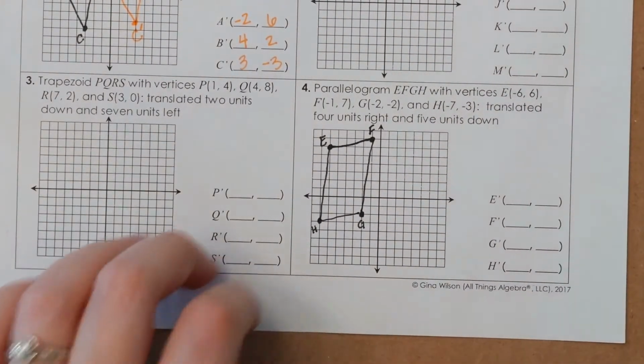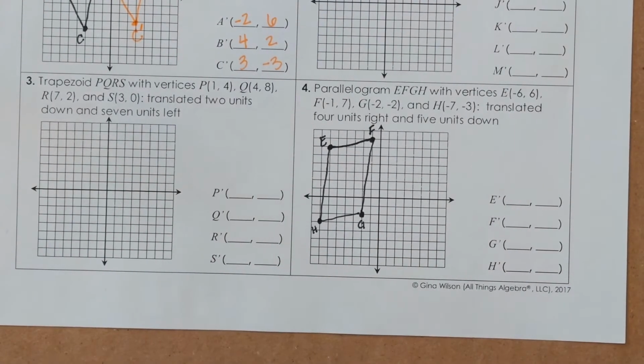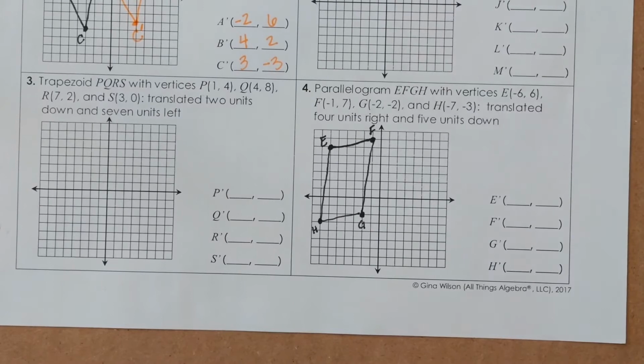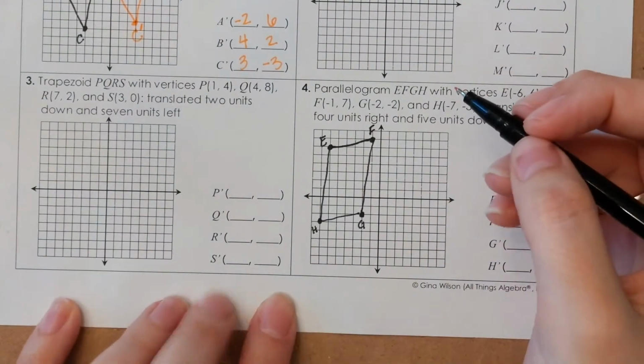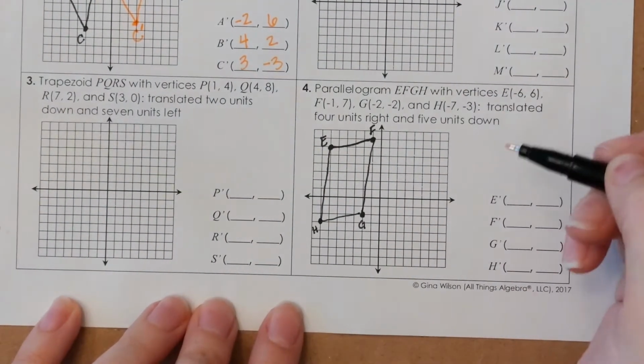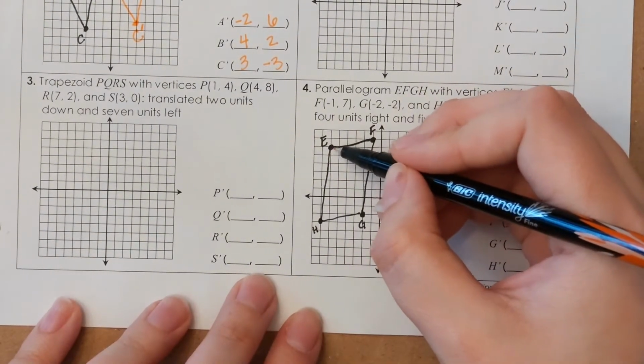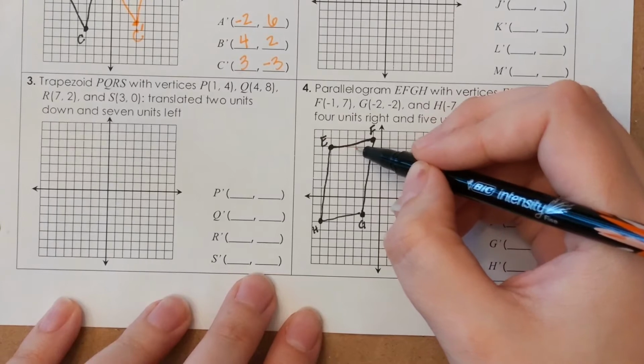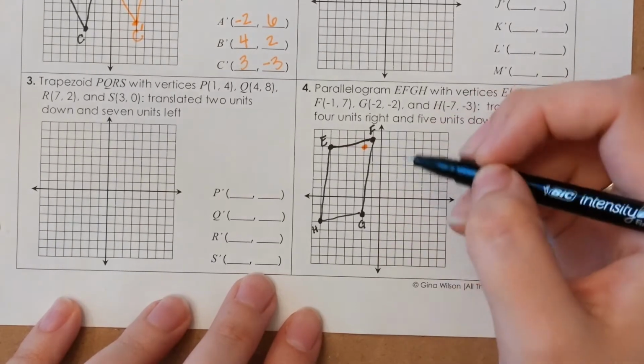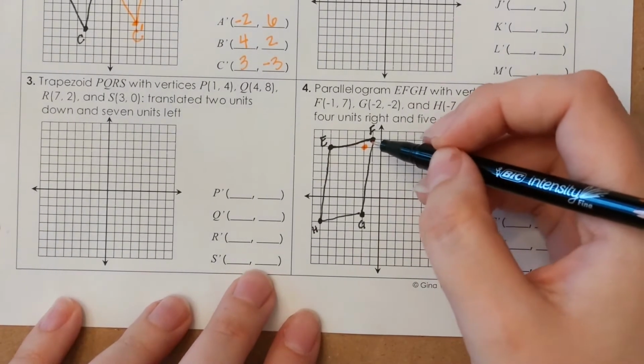I'm going to draw that in. So now I am going to translate 4 units to the right and 5 units down. So each of these I am going to do 4 units to the right. Let's start with E. 4 units to the right: 1, 2, 3, 4. It's okay that it is still inside that image.